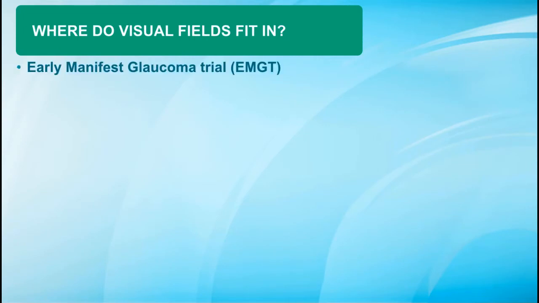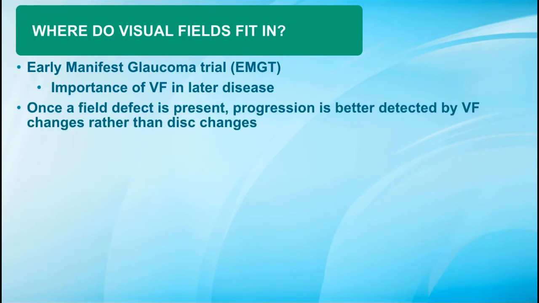In the Early Manifest Glaucoma Trial, this looked at patients that had established glaucoma and established visual field defects at the time of entry to the study, and they randomized them to treatment and to monitoring, and they found that there was a great importance of visual field later in the disease process. Once a visual field defect was already present, progression of disease was better detected by visual field changes rather than disc changes. Again, this was pre-OCT era, so they used stereo disc photography to look for structural changes.